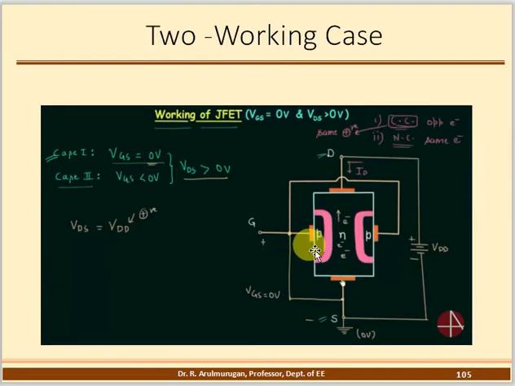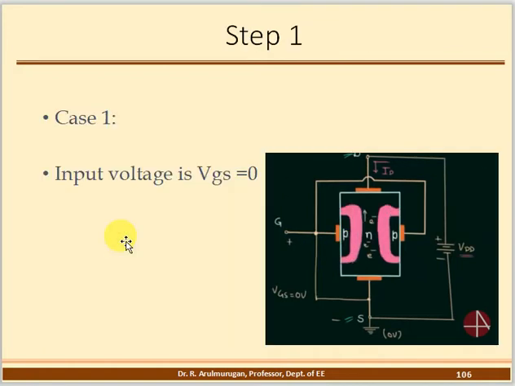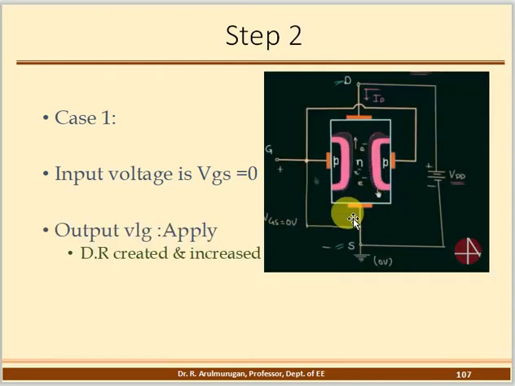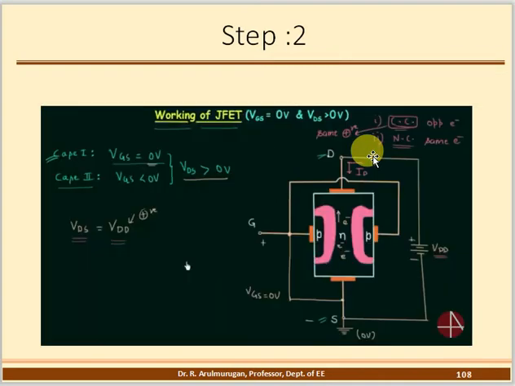Okay, this is case number one. Input voltage is zero, then output voltage I give VDS. So the depletion region is created. See that one, the balloon is created. Expand the balloon. Once the voltage is increased, the balloon is expanded.